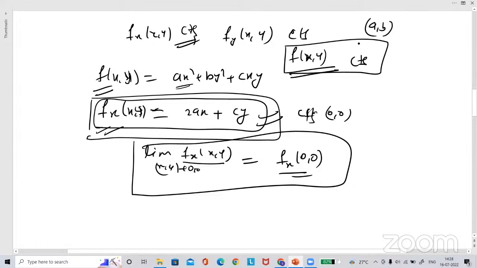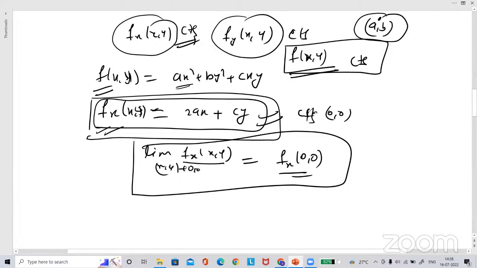Still one thing remains. There is one theorem about this. The theorem is: if both partial derivatives are continuous in an open ball around the point (a, b), then your function is going to be continuous, and not only continuous, it is going to be differentiable also at that point.